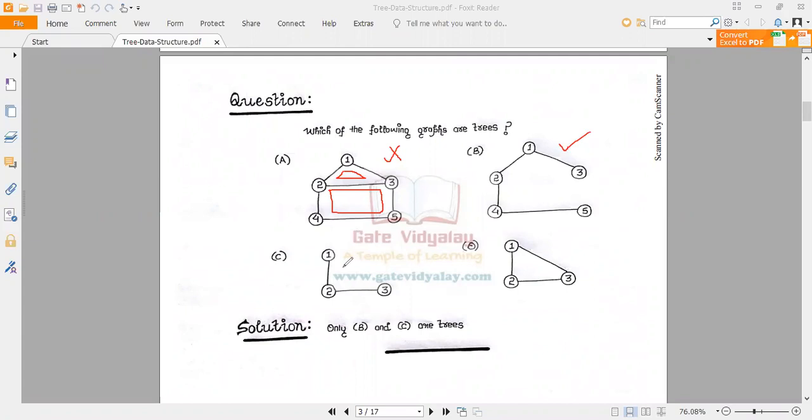Now in figure C also we can see the circuit is not complete. If there is a link between 1 and 3, then it will be considered as a graph. But as there is no link between first and third, it will be considered as a tree. In figure D, there is a circuit and it will be considered as a graph, not a tree. Alright, so B and C are the trees, and A and D are the graphs.